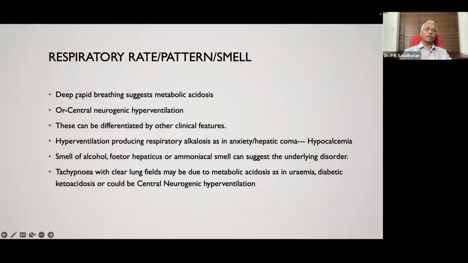Look at the respiratory pattern. Deep rapid breathing suggests metabolic acidosis. It could sometimes be central neurogenic hyperventilation. This can be differentiated by other features. It is very easy to differentiate between metabolic acidosis and central neurogenic hyperventilation. It's not difficult.